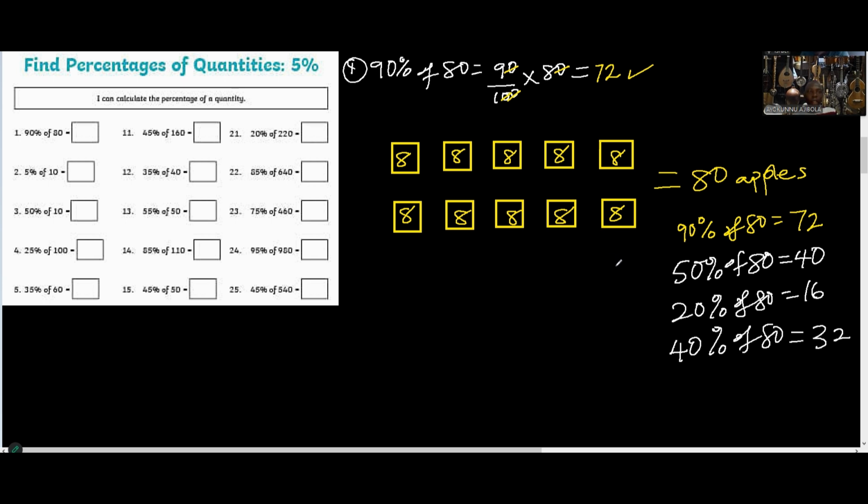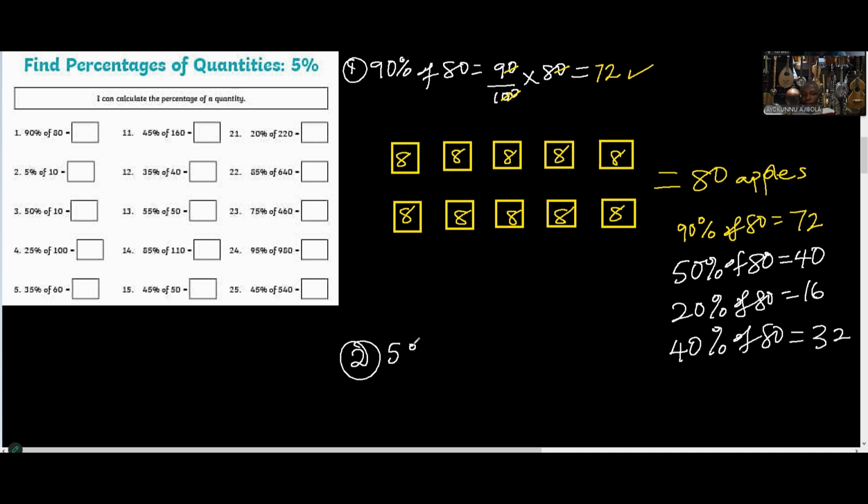Now, I said, what is 50% of 80? 50% simply means half, and half is 8 in 5 places. 8 times 5, that's 40. I said, what is 20% of 80? That means you pick two portions, and that's 16. And 40% of 80 means you should pick 4 portions out of the 10. Okay. Now, let's go to number 2 before I allow you to write something down.